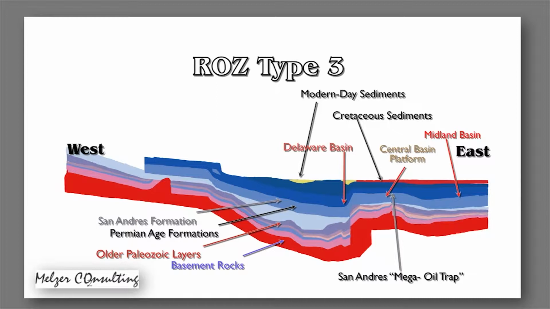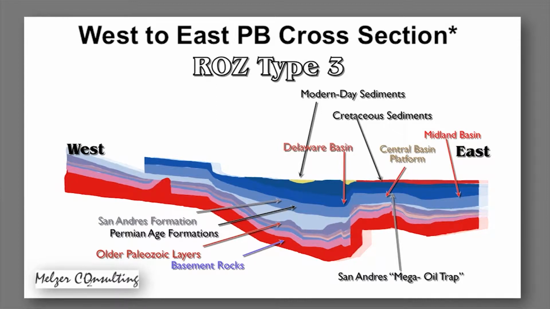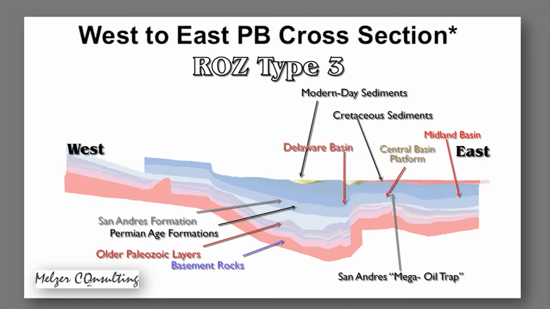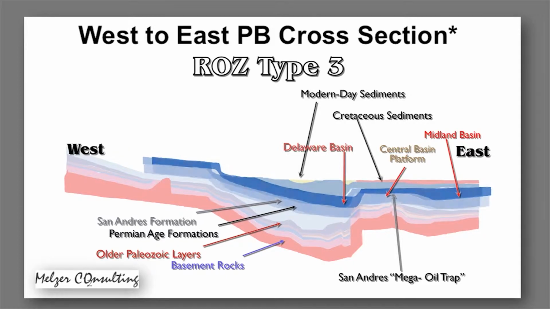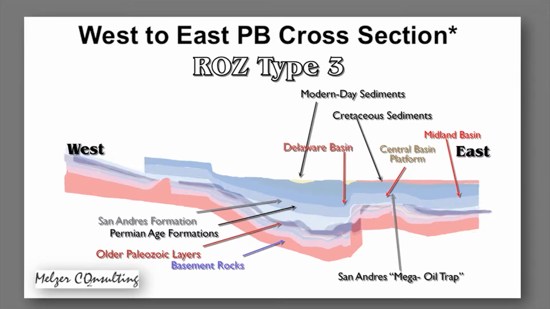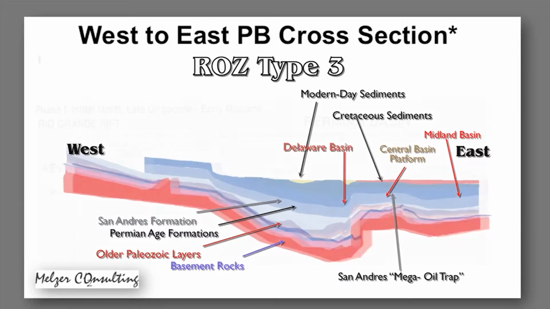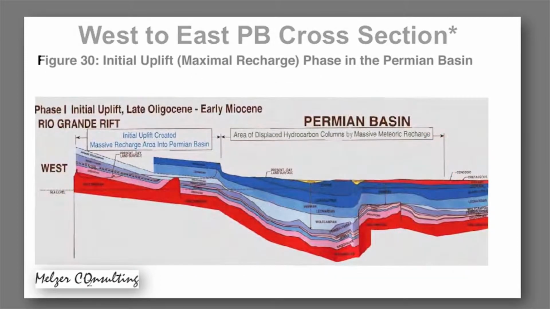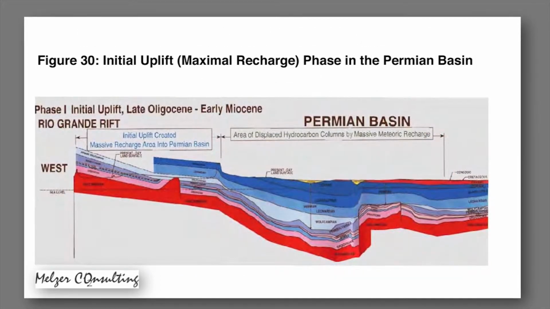What we've got is a cross-section that we have adopted here in the Permian Basin. This would be a west to east cross-section showing the layers of geology that run all the way from the modern-day sediments through the Cretaceous down to the Permian, for which the basin is named, and down into the older Paleozoics to the basement. We've got over 200,000 wells that have penetrated this geology, so we know it very well.